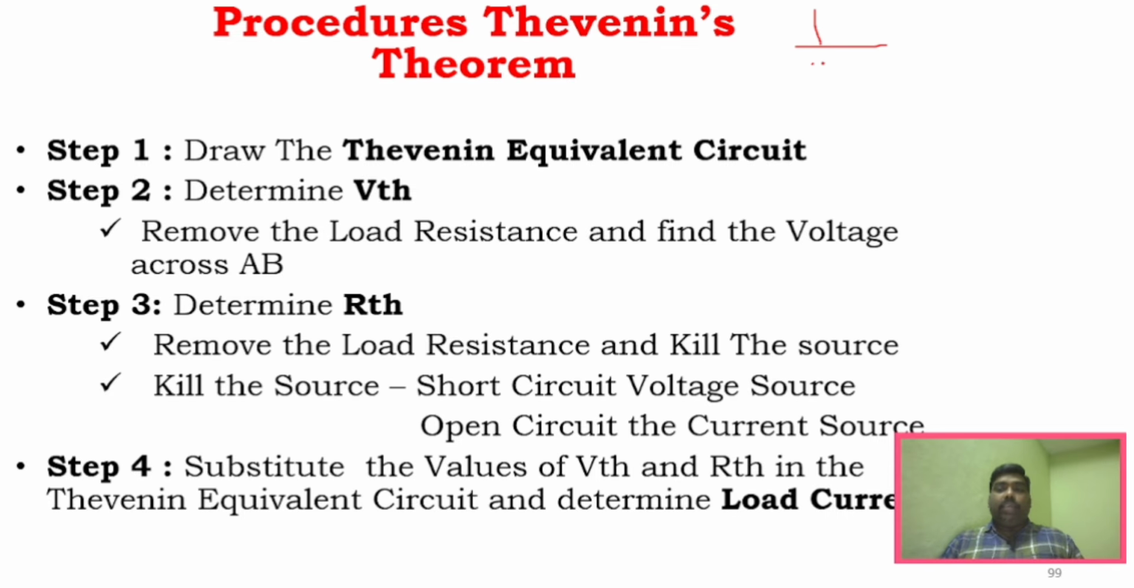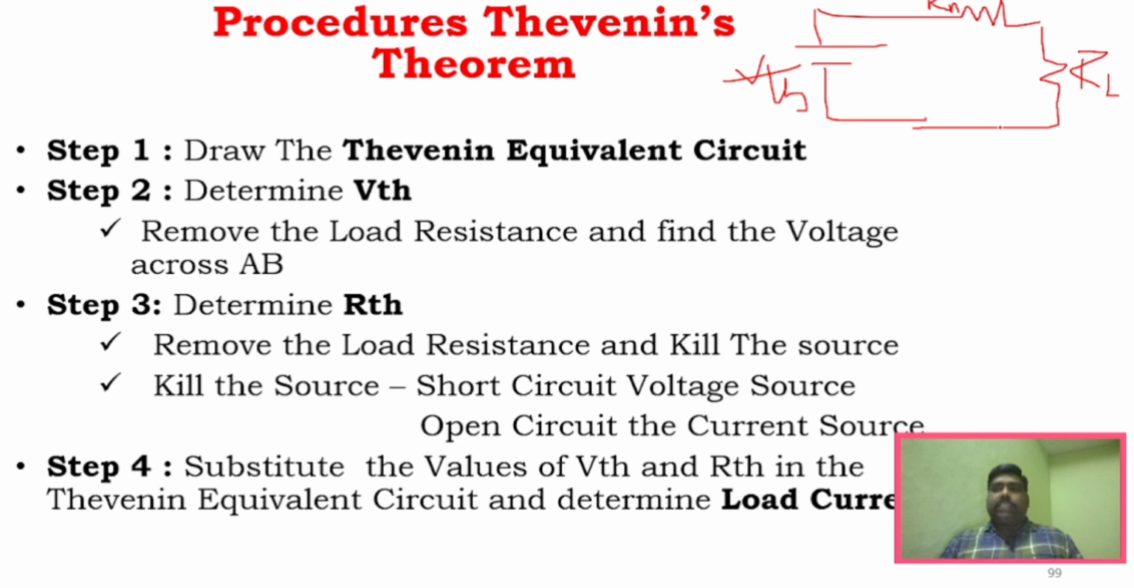Whatever may be your circuit, you have to draw the Thevenin equivalent circuit, which is VTH followed by RTH, and then you will have a load resistance. This is the Thevenin equivalent circuit for any complex circuit. VTH is nothing but Thevenin voltage and RTH is nothing but Thevenin resistance. So the first step is to draw the Thevenin equivalent circuit.